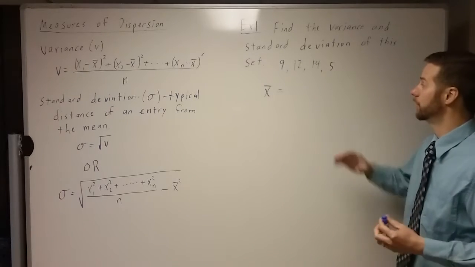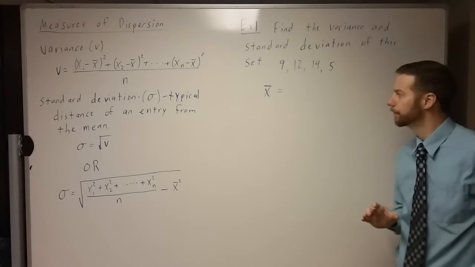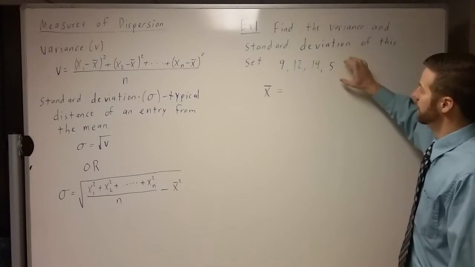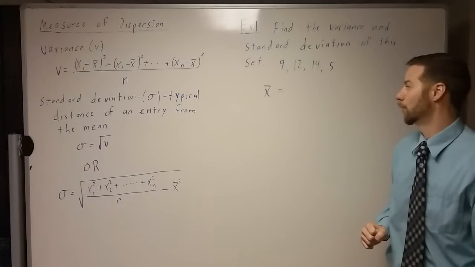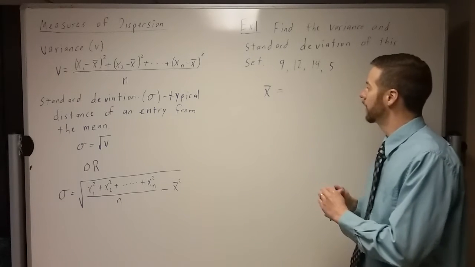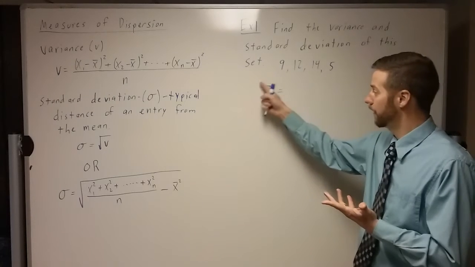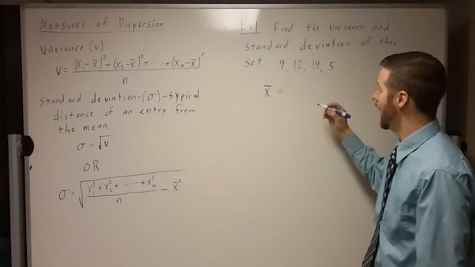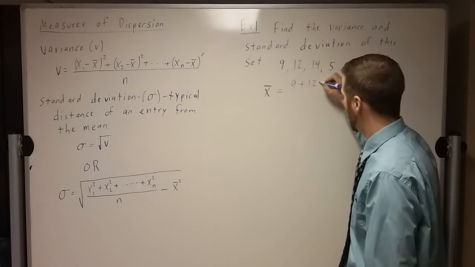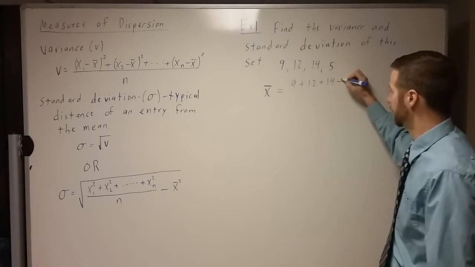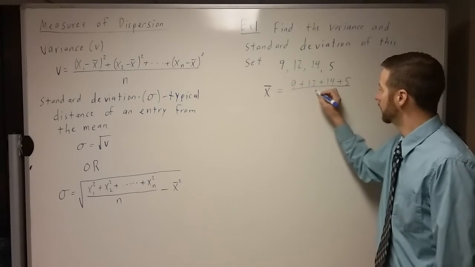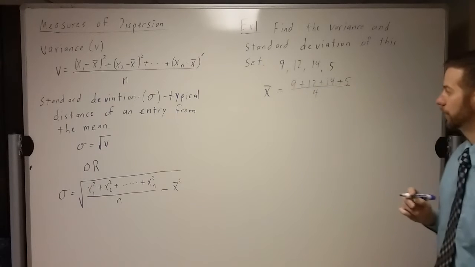Let's see if we can put this to use with a set of data now. I have this set of numbers. We're going to try to find the variance and standard deviation of this set. 9, 12, 14, and 5 are our numbers. First thing we're going to do is find the average. The way we find the average of a set of numbers is we add them together and divide by however many data entries we have. So in this case, we add all those together and divide by 4, because we have 4 data entries.